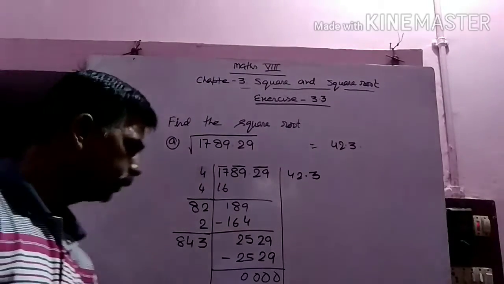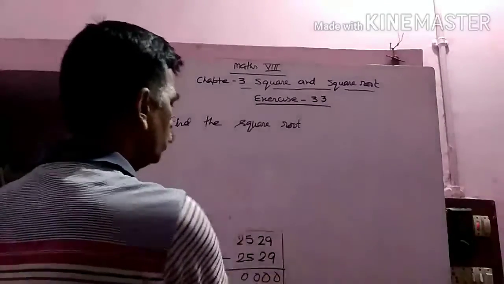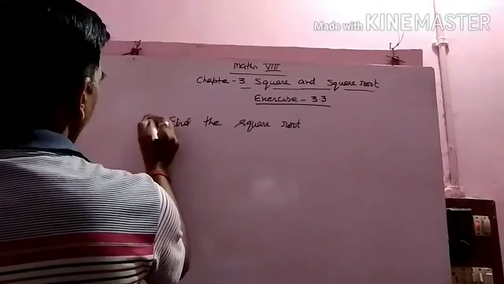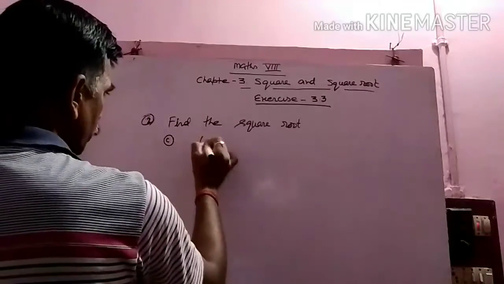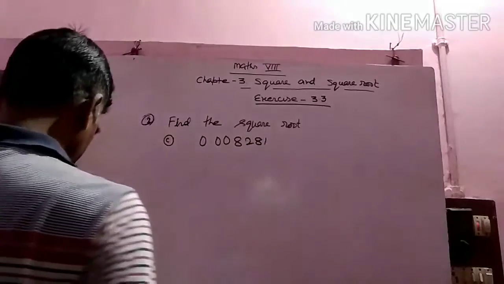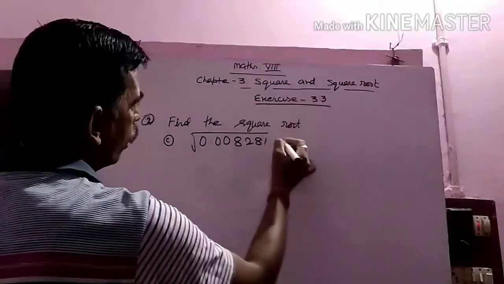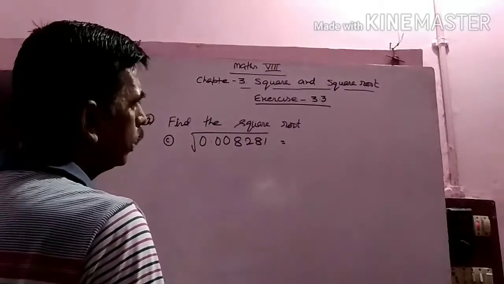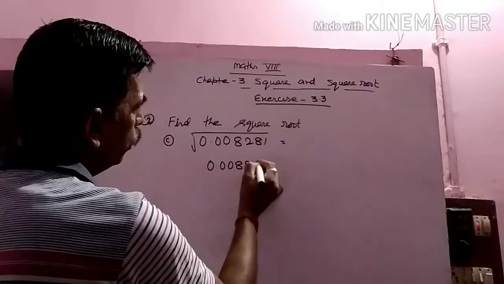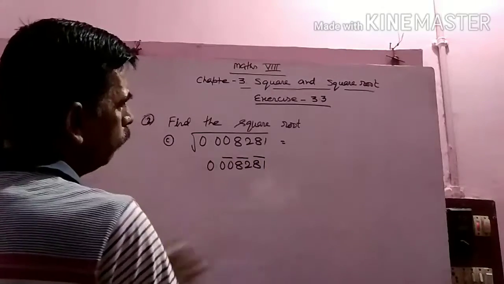Okay. The next question is the same question number 2. Find the square root of question number B, which is 0.008281. To get the square root of it, we have to apply the long division method. 0.008281: make the blocks or pairs of 2.